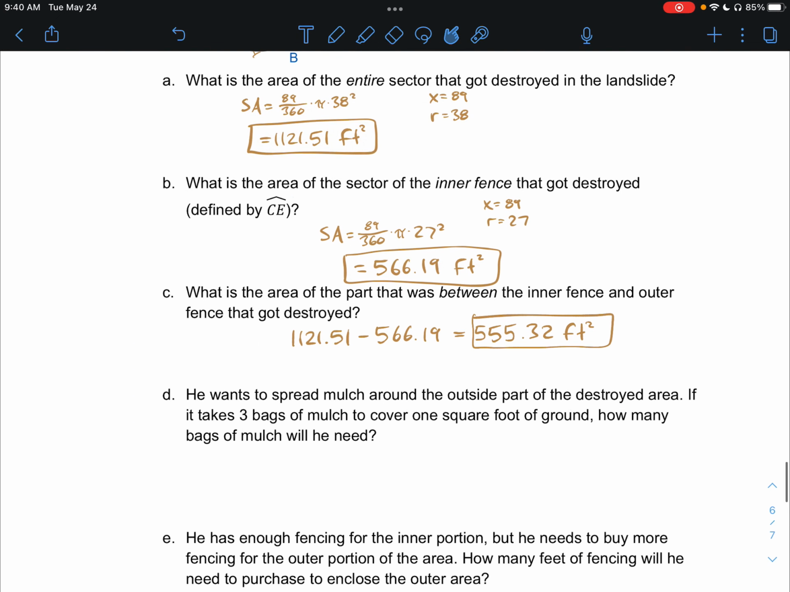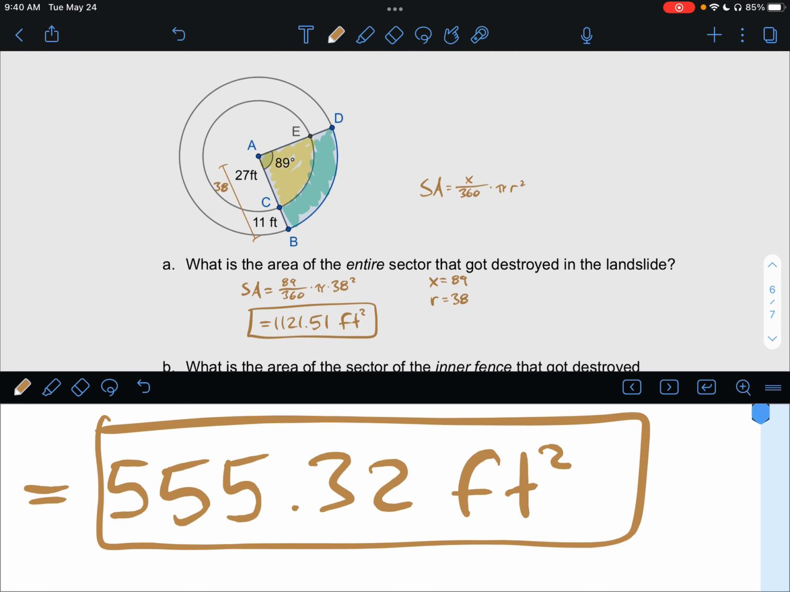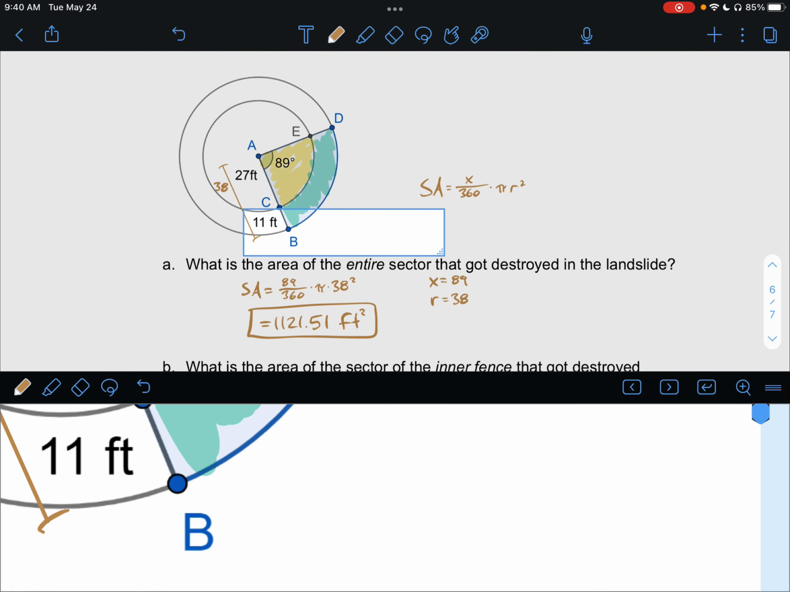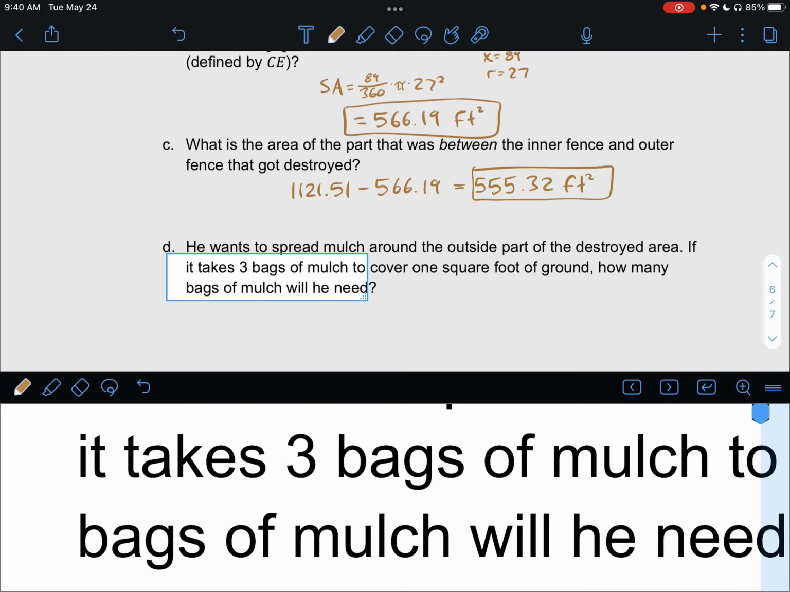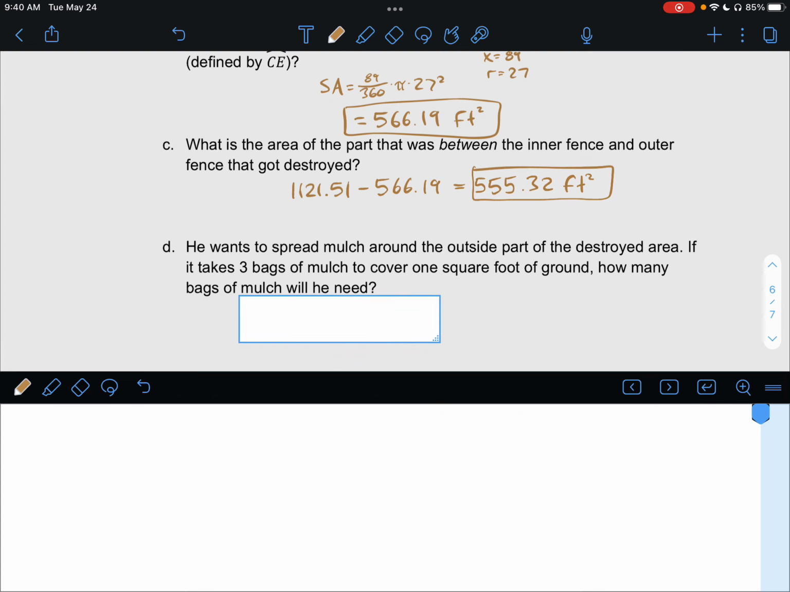All right, so I got those first three parts. Next part, he wants to spread mulch around the outside part of the destroyed area. If it takes 3 bags of mulch to cover 1 square foot of ground, how many bags of mulch will he need? Okay, so the outside part of the destroyed area is that green part there. I hate the way this is worded, but it's this green part here. So it needs to spread mulch around here, and we just calculated that the square footage of that is 555. So it takes 3 bags to cover 1 square foot. So if there's 555.32 square feet, I just need to multiply that by 3 to get my answer.